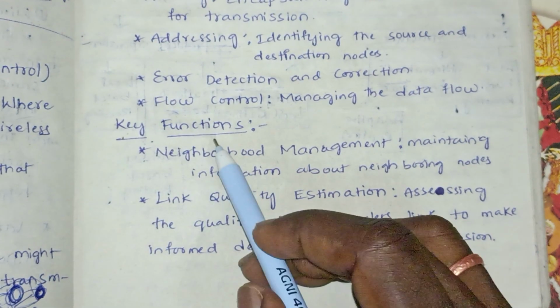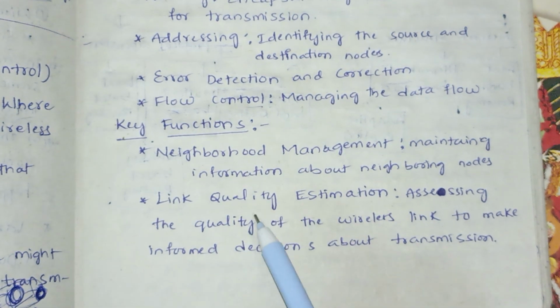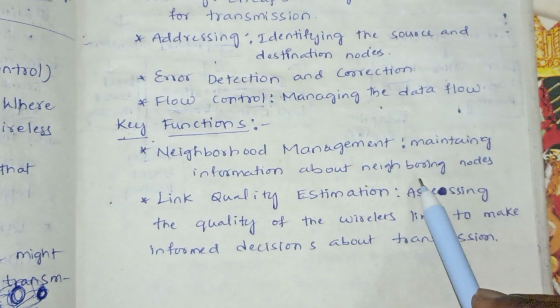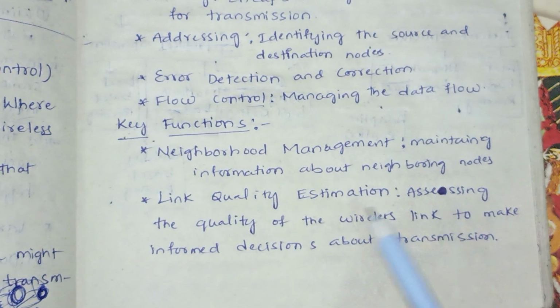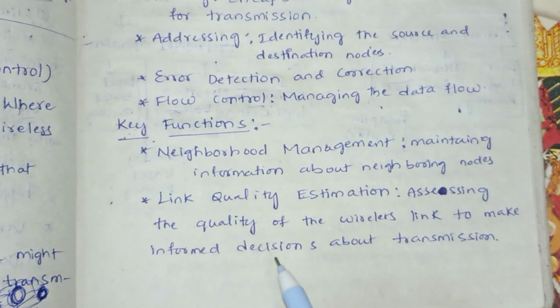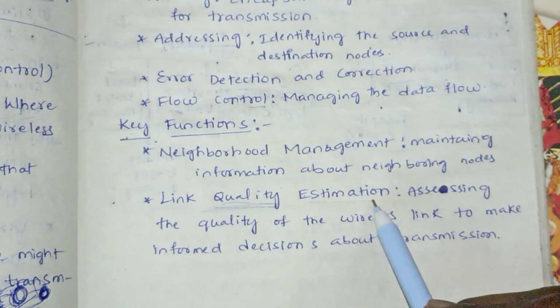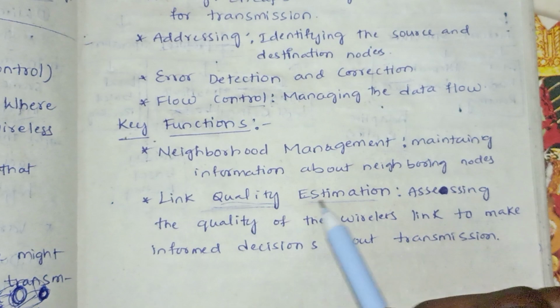Next, key functions: neighborhood management and link quality estimation. Neighborhood management is maintaining information about neighboring nodes. Link quality estimation is assessing the quality of the wireless link to make informed decisions about transmission. So here we are estimating the quality in the link layer. That is the link quality estimation.